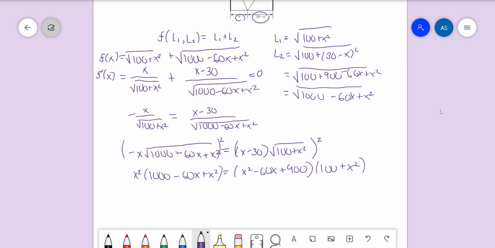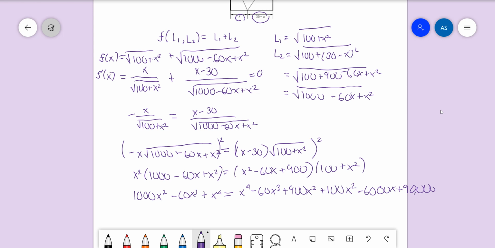So what's going to happen next then? We just go ahead and distribute everything in. 60x to the third plus x to the fourth. That's going to equal, let's just do the x to the fourth. I'm going to distribute x squared first, I guess. Minus 60x to the third plus 900x squared plus 100x squared minus 6,000. That's equal to 6,000x plus 90,000.